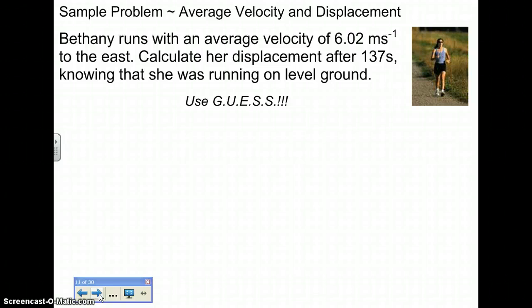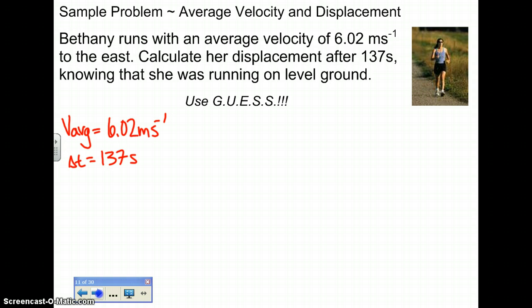All right. Sample problem, looking at average velocity and displacement. So let's use the GUESS method on this. First given that we come across is an average velocity. And it says to the east, so it's a positive 6.02 meters per second. And we also see a time of 137 seconds. And you're trying to calculate your displacement. How far did she travel within this time, noticing that you want meters because velocity was meters per second.